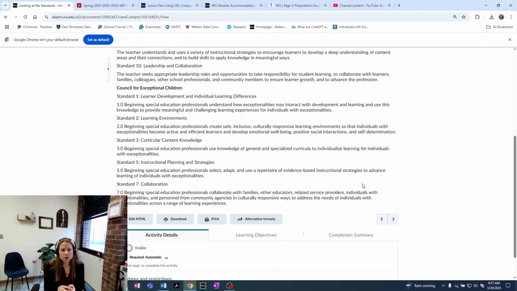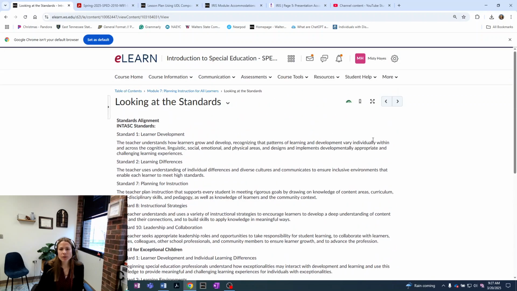Now, with our standards for exceptional children, we have quite a few as well. We have learner development and individual learning differences. We have learning environments, curricular content knowledge, instructional planning and strategies, and then collaboration. Okay, so quite a few standards are being met when we're thinking about this module 7.